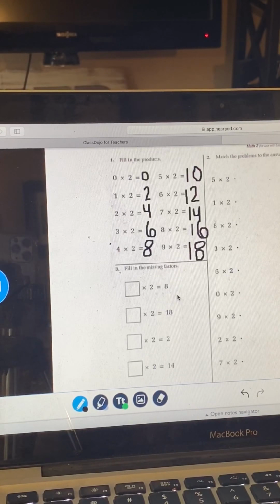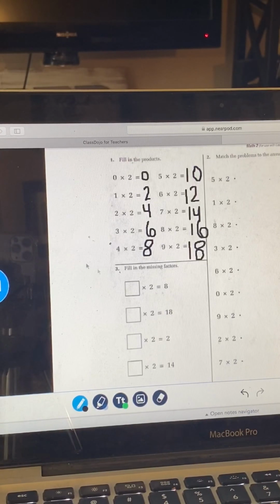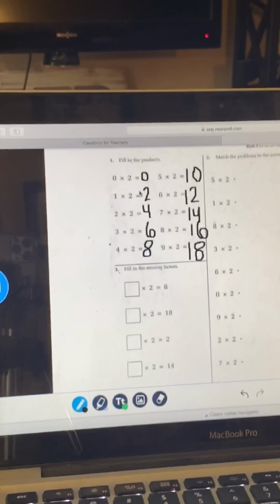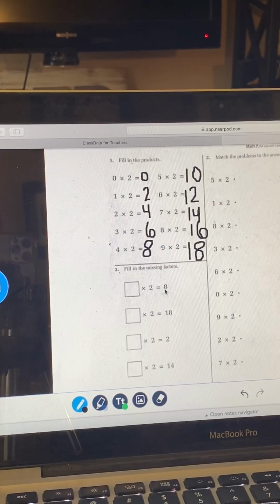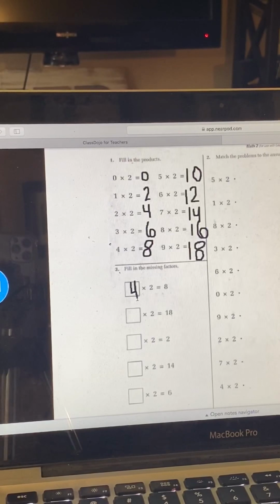All right, let's go ahead and do number 3 here. So this one, it's missing the factors. Remember, a factor is a number in a multiplication problem. So like blank times 2 equals 8. So I can use my little cheat sheet we just created, or I can think, what doubles fact equals 8? Let's see, 1 plus 1 is 2. 2 plus 2 is 4. 4 plus 4 is 8. So I can know that 4 is going to be here.